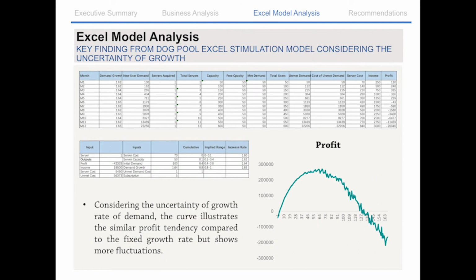And this is another model where we use all the possible growth rates to make a random testing. You can see that it is more fluctuated compared with the previous slide, but they are showing the similar tendency and the regular pattern.